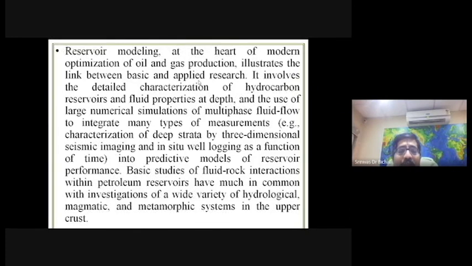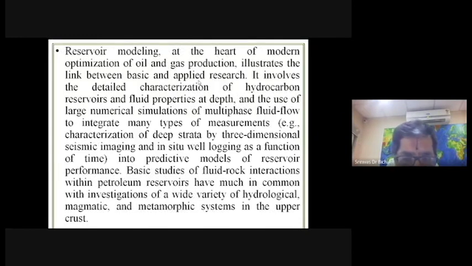Okay, so a reservoir model requires that you know what the rocks are, what the properties are, whether it is permeable, not only permeable but whether it is porous or not, whether it allows seepage or not. All that you have to know. Then we have to know about the hydrocarbon reservoirs, then fluid properties at depth. Once you collect all this data one by one, then you feed it into the many softwares that are available.